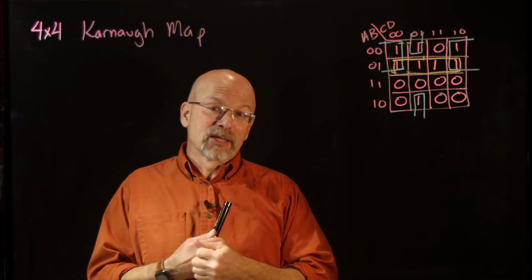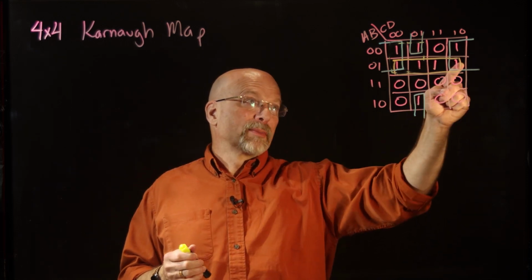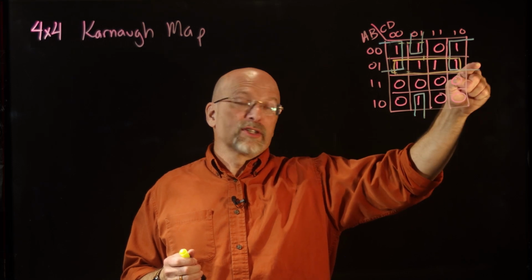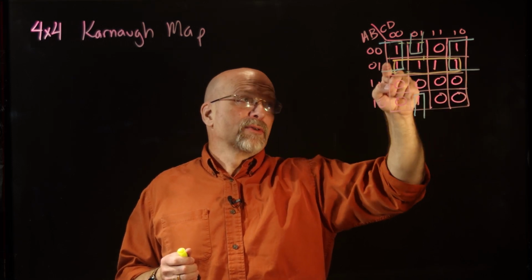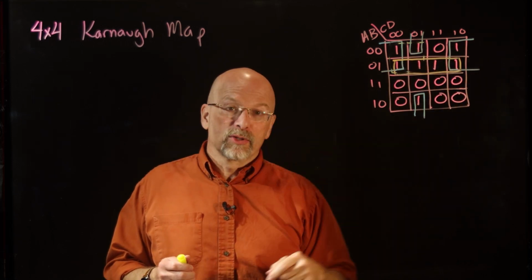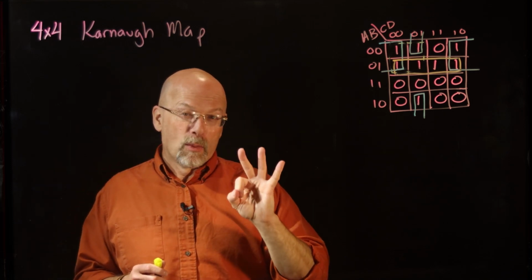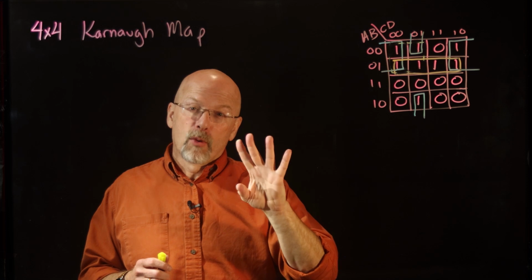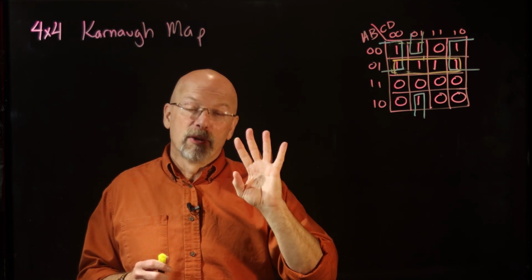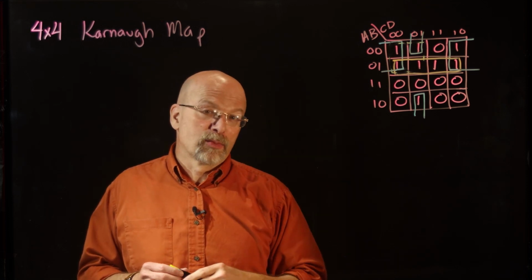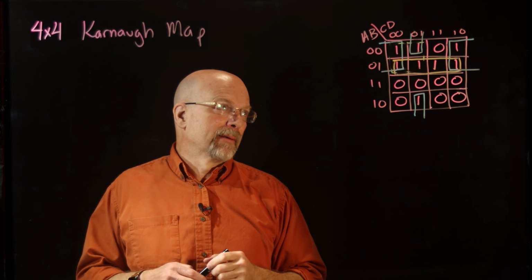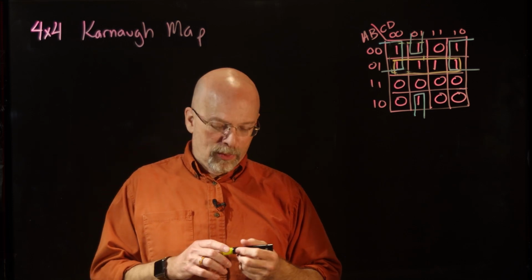Now, how many products am I going to have in my sum of products expression? I'm going to have one product for this rectangle, one product for this rectangle, and one product for this rectangle. That's 3 products. If I had not gotten rid of that one rectangle, I would have had 4 products, and it wouldn't have been the most simplified sum of products expression possible. All right? So, what are our 3 products?